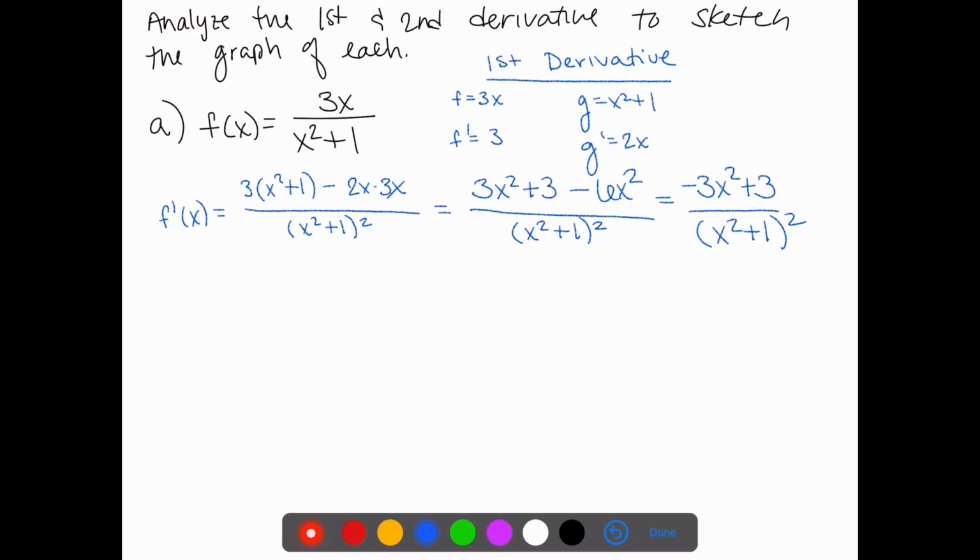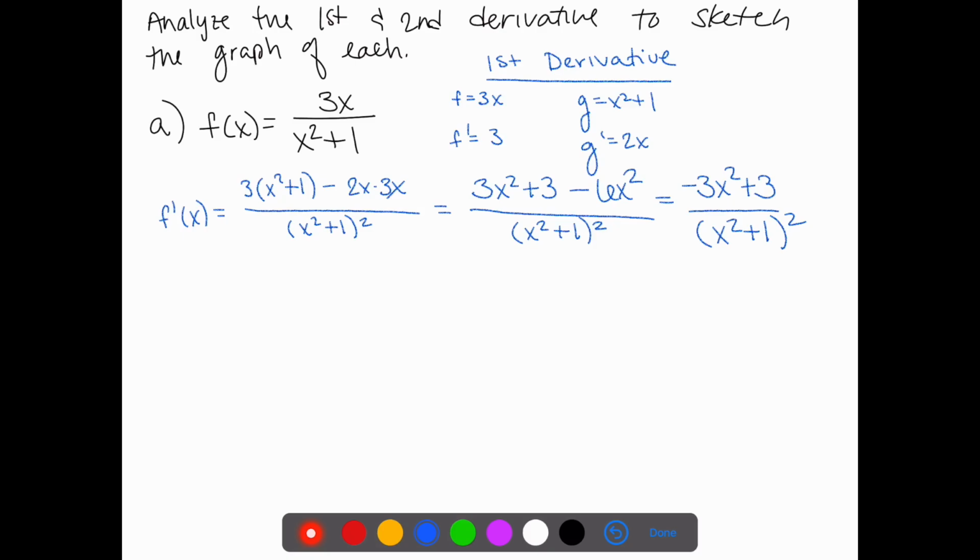If we do the multiplication, if we distribute the 3, we get 3x squared plus 3 minus 6x squared. The denominator is x squared plus 1 squared. I combine like terms on the top. That gives me minus 3x squared plus 3 over x squared plus 1 squared. So there's my first derivative.